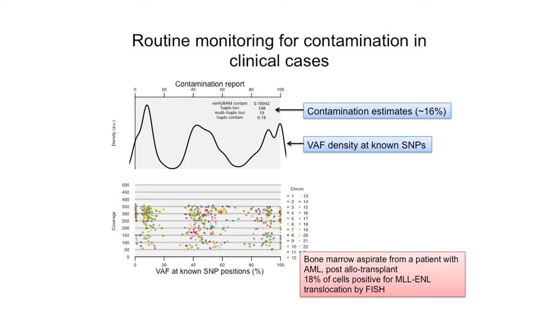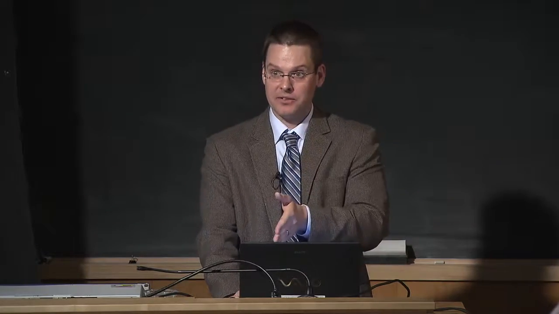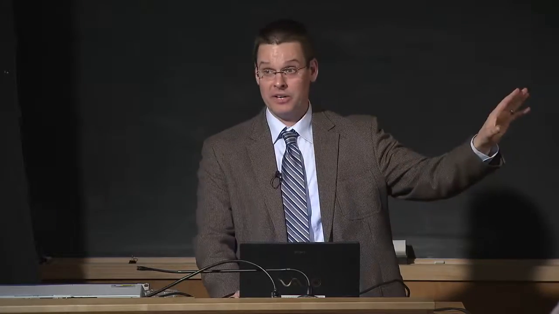So you get the Verify BAM-ID contamination estimate and some data from this haplotype approach. And you get a VAF density plot. And these are all the positions that you pass to Verify BAM-ID that it used to make its calculations. And again, if it's a pure sample, you should have a peak at 50% for heterozygous variants, a peak at 0, where there were no variants, and a peak at 100% for homozygous variants.